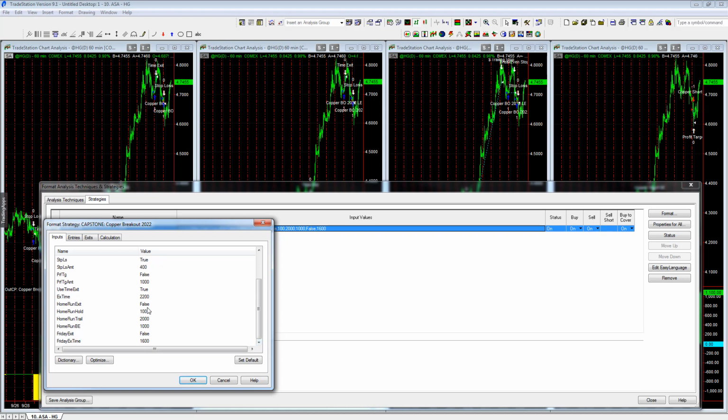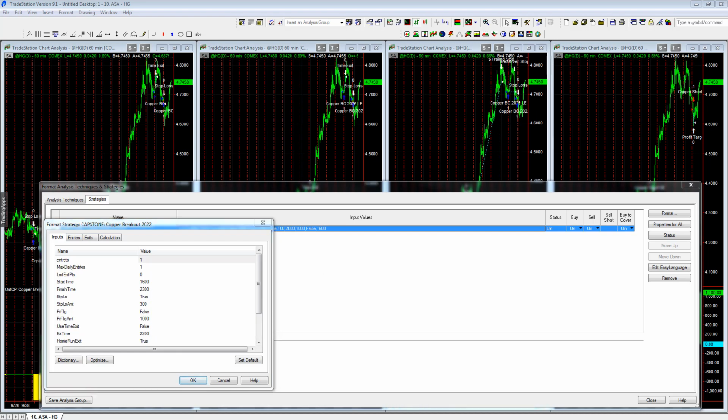And then the home run exit, which you'll see in the third chart, is set to false. If we set this to true, it won't use the exit time. And so home run gives us another opportunity, and I'll show you that in the third chart right here. I'm going to pause the video and set that up.